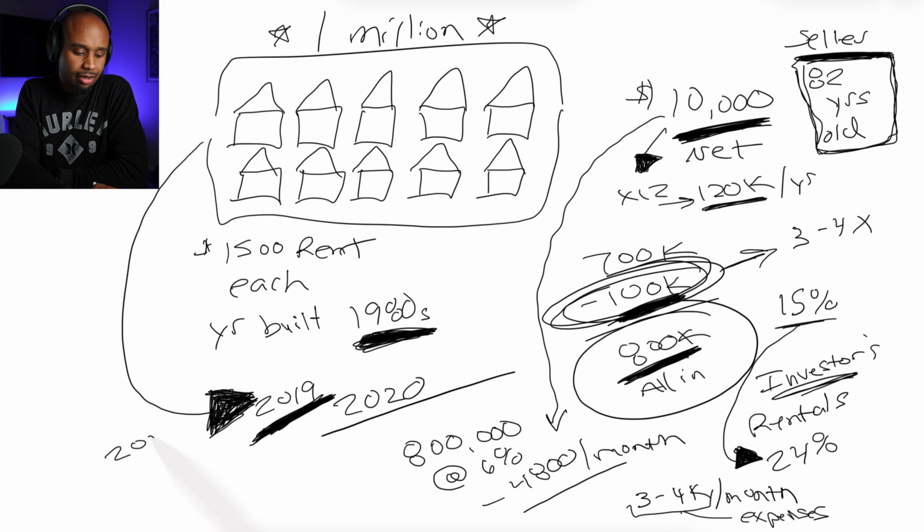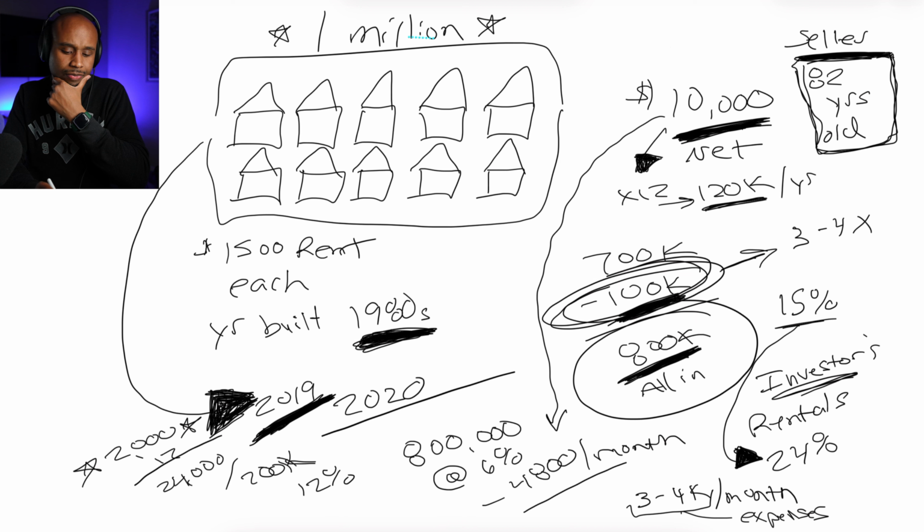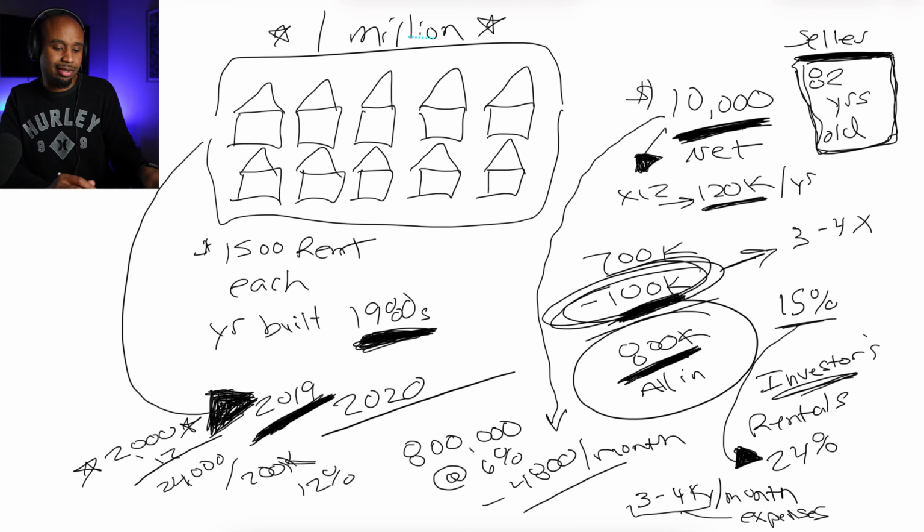2 grand per month, it's small. 2 grand per month times 12, and then you have 24 grand coming in on the 200,000 that you put down. So this is the cash that you put down. So that's like a 10, 11% return. So it's a 12% return here. That's pretty good, bro. And this is a good amount of money coming in. 2 grand that you're keeping.